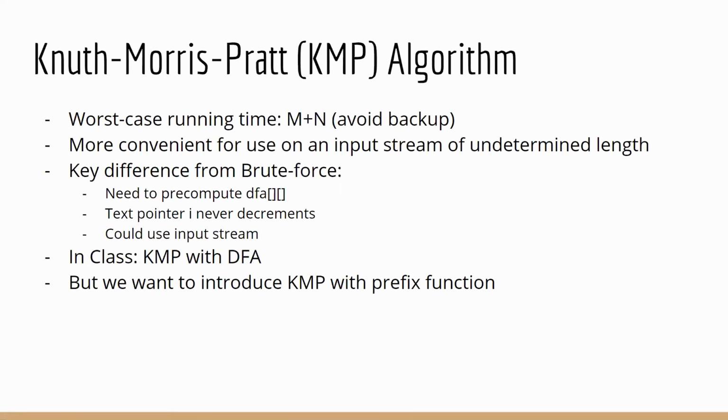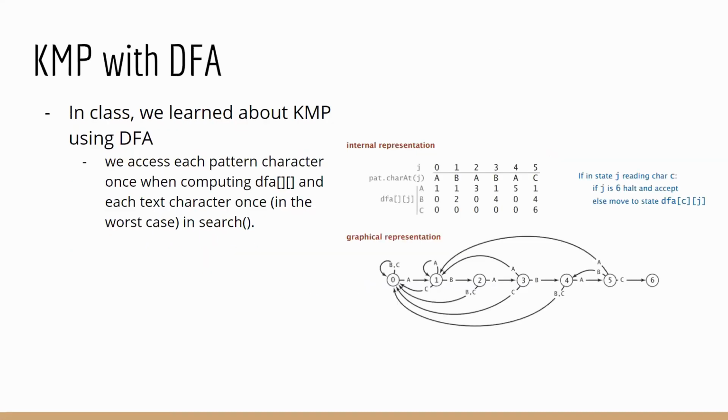Therefore, computer scientists developed the KMP algorithm, which takes linear time, with a worst case running time of m plus n, and it's more convenient to use on an input stream of undetermined length. In class, we learned about one case of KMP with DFA. In this method, we never back up the text pointer i and use an array to record how far to back up the pattern pointer j when a mismatch is detected. But now we want to introduce KMP with the prefix function, so I will pass on to my colleague Meng Xuan.